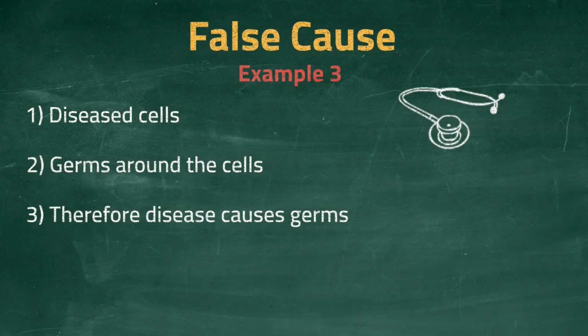But the fact that diseased cells and germs are seen together is not enough to say that disease causes germs. It could be that germs are causing the disease, or something else entirely. The link between the two should indicate the need for further work. Form a hypothesis, test it, and draw a conclusion. Indeed, this is what happened to create the germ theory of disease, which states that for many diseases, it is the germ that causes the disease after it enters the body.